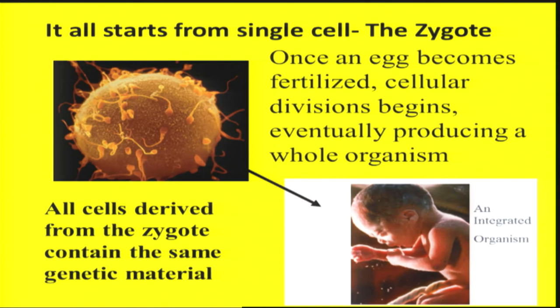The entire story of an individual starts from a single cell known as the zygote. Once an egg is fertilized, cellular division starts, and that gives rise to the entire individual. By the process of division and differentiation, we see the development of the entire individual.